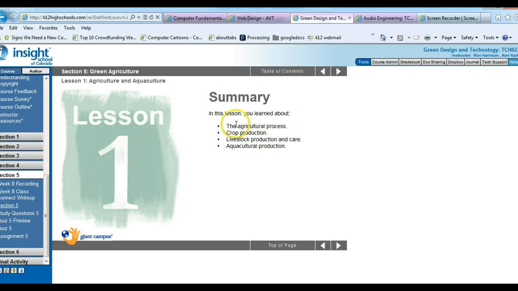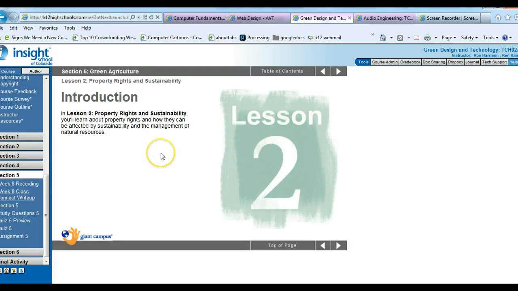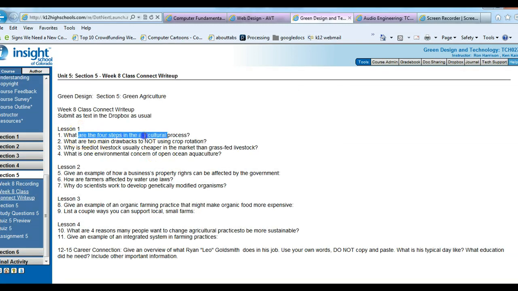So the summary of lesson 1, we learned about all these things: agricultural process, crop production, livestock, and aquaculture. So now we move into lesson 2, and we'll go back to the write-up, see if I answered those questions. Four steps for that process. You did that. Two main drawbacks to not using crop rotation. We talked about that. Why is feedlot usually different than grass-fed livestock? What is one environmental concern about open ocean aquaculture? Talked about that.